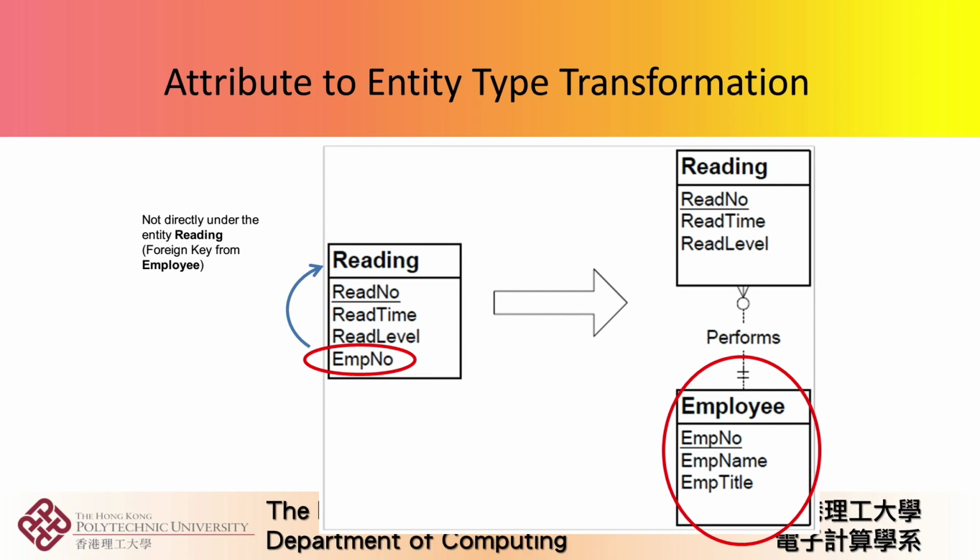In order to show more detail in the ER diagram, attribute to entity type transformation may be needed. According to the scenario, we have the initial design where reading only includes employee number. However, employee number is not directly under the entity type reading. This should be the foreign key from employee. Therefore, the revised design should include more about employees' details. Therefore, the employee entity type was added to our new revised design.